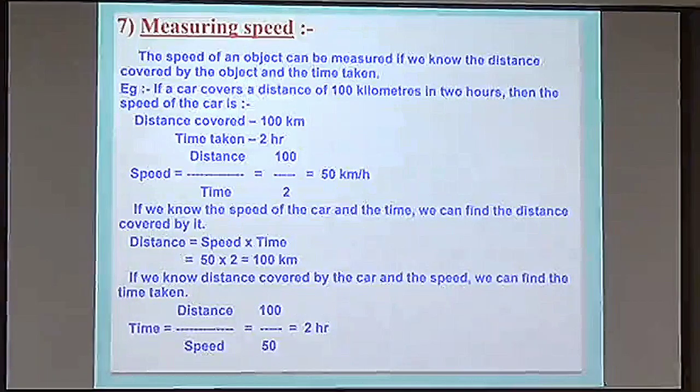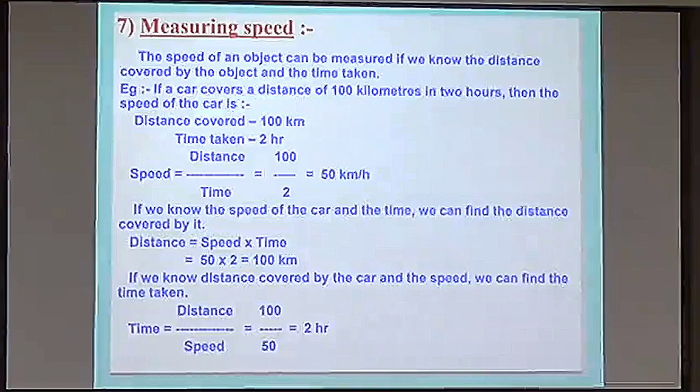So there are three physical quantities: speed, distance and time. Out of these three physical quantities, if any two quantities are known, you can find out the third quantity by using the formula speed is equal to distance upon time.